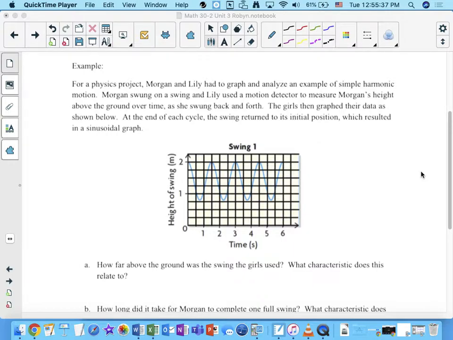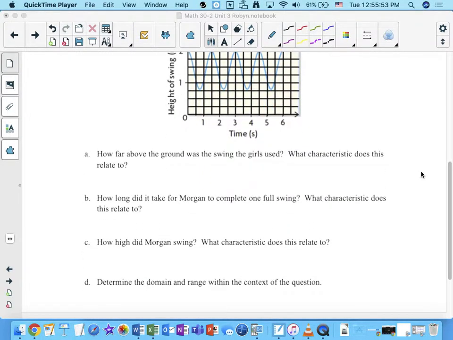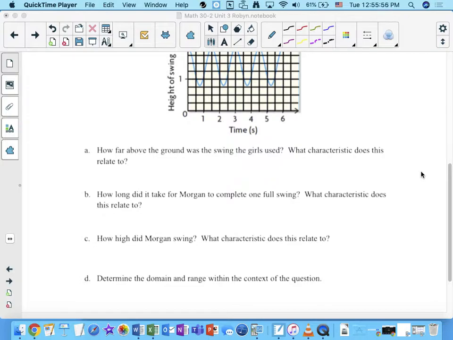Okay? So what this graph is looking at is the height of the swing, rather, as time in seconds passes. Okay? So, first question, how far above the ground was the swing that the girls used? So here's the swing. So it's going back and forth and back and forth. The height above the ground, what's that going to correspond to on the graph in terms of the height?